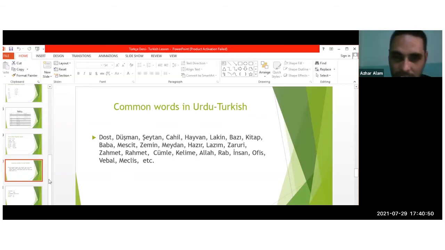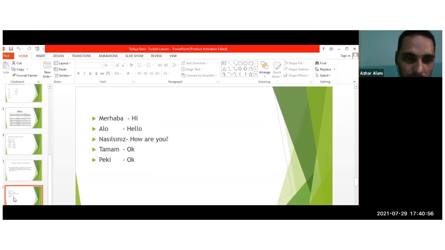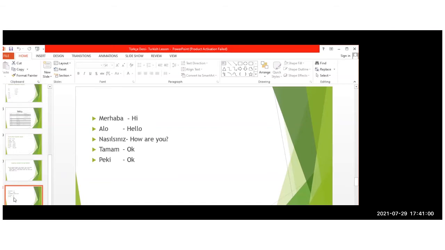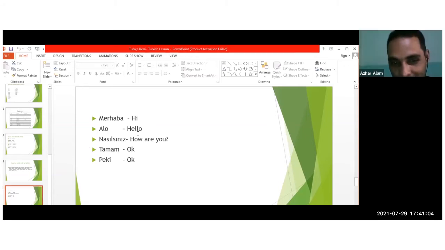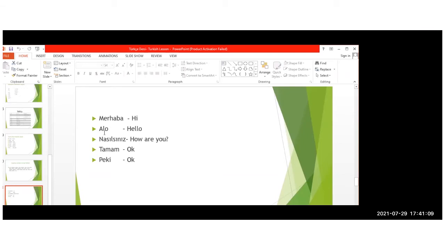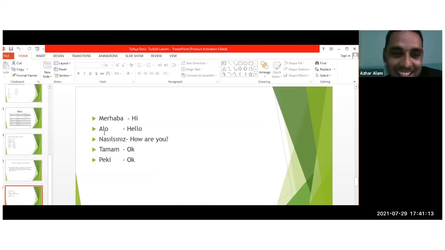Okay, so this word is similar in Urdu and Turkish. I think you might have gone through this. I just know Marapa, that's it. Tamam. So we have hello in English and hello in Turkish. They kind of twist this.